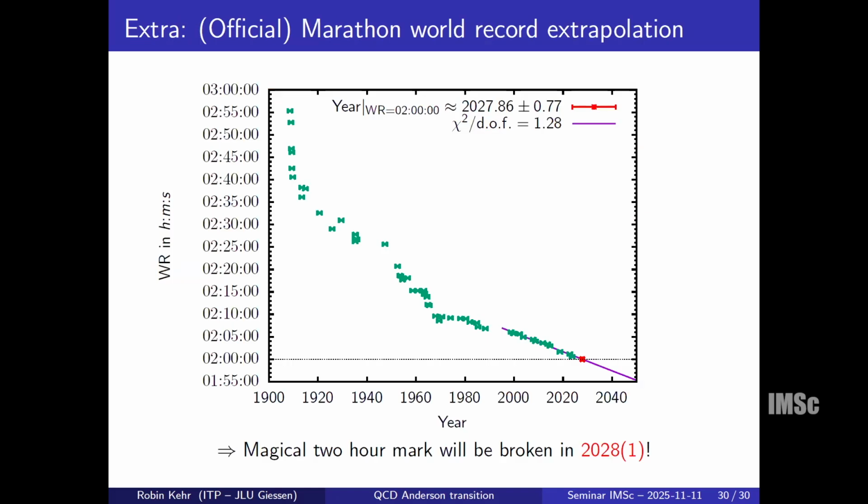Then I have an extra slide, since I did a lot of fitting in the work. So here you see the official marathon world records on the y-axis. And then I tried to model when the magical 2-hour mark will be broken. It has happened already in an unofficial, artificial setup, but so far not in an official marathon. So I tried to model this, and here the data is well described by a linear fit. And so my prediction is that it will be done in 2028 plus minus 1 year. So let's see whether that applies.